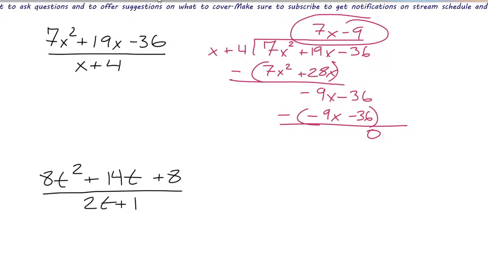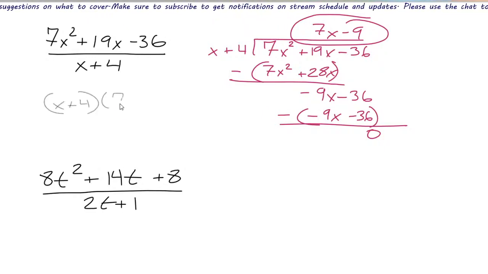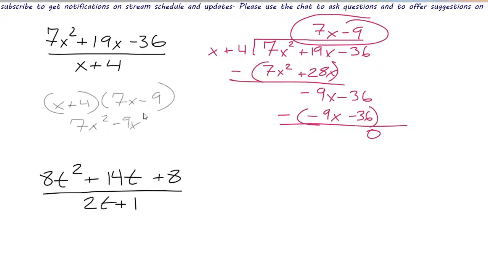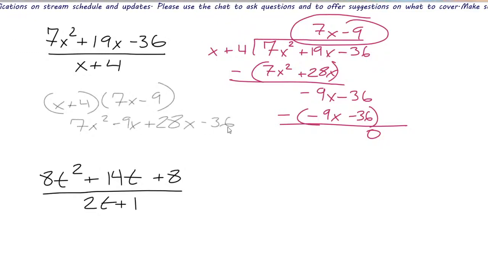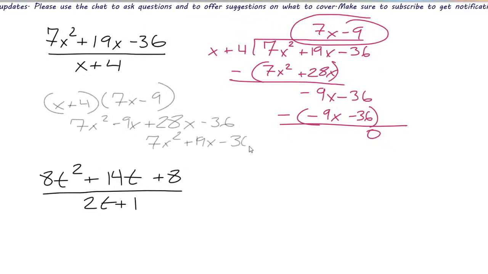Alright, and again, just to check real quick. X plus 4 times 7x minus 9. FOIL: first, that's 7x squared. Outer, negative 9x. Inner, 28x. Last, and then simplify. This matches up with what we divided from, so our check is good, so that means our answer is good.